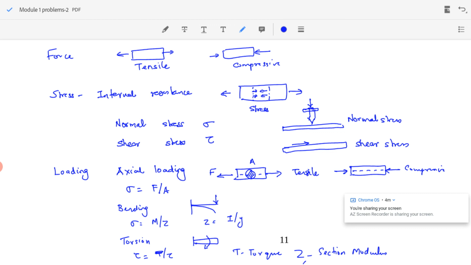These equations are given in the data book in equations 2.1a, 2.1b and 2.1c. So, if the loading is axial, we have to use sigma equal to F by A, bending sigma equal to M by Z, torsion tau equal to T by Z. Here we can see that both axial and bending load will produce a normal stress, whereas torsion will produce a shear stress.